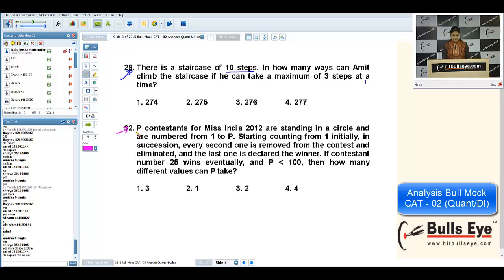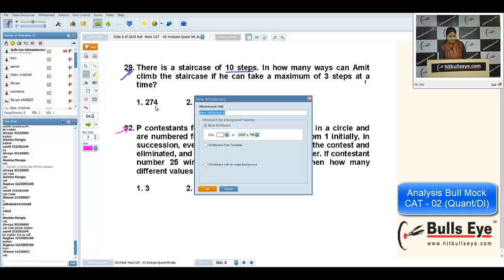Okay. See, 32nd. P contestants for Miss India 2012 are standing in a circle and are numbered from 1 to P. Started counting from 1 initially in succession. Every second one is removed from the contest and eliminated, and the last one is declared the winner. If contestant number 25 wins eventually and P is less than 100, then how many different values can P take? See, in this question, I don't have a better explanation. I did it by taking smaller examples.